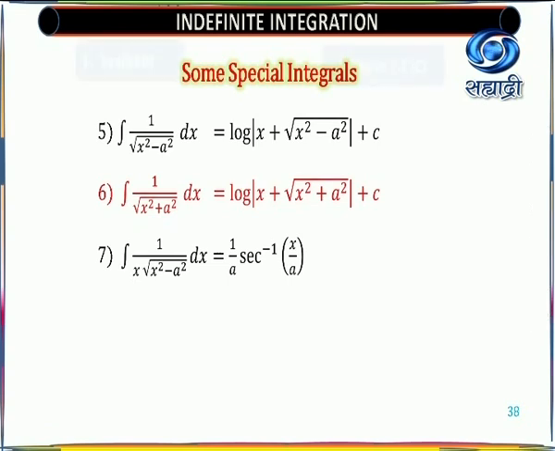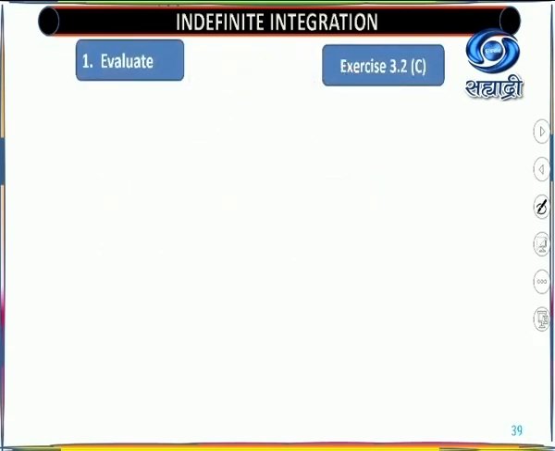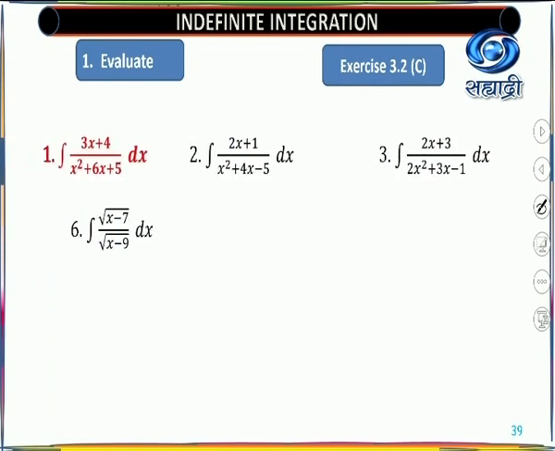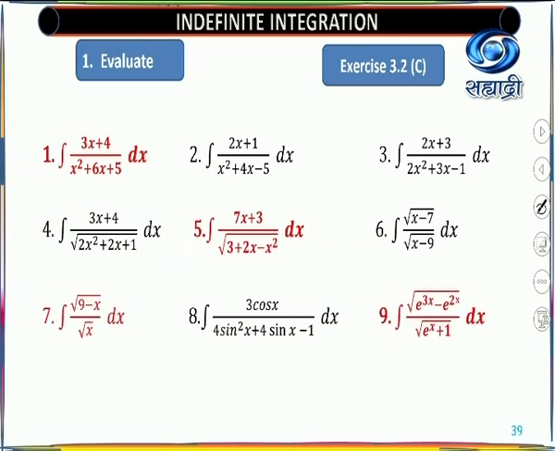Okay, so you have all these formulas and the previous knowledge. We'll start with our exercise 3.2c. In that, for the first type of examples, you have these many examples. Out of that, whatever examples are in red color, those I will solve.